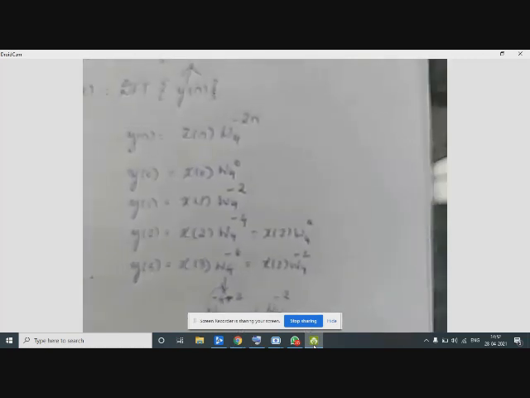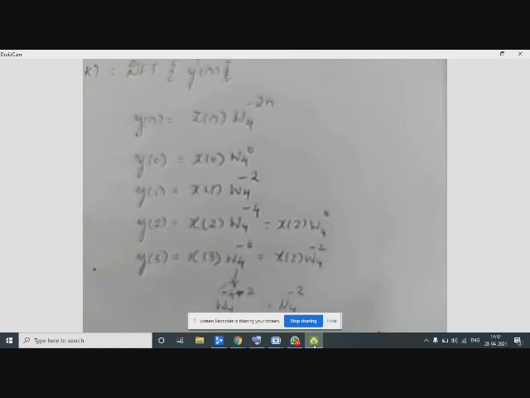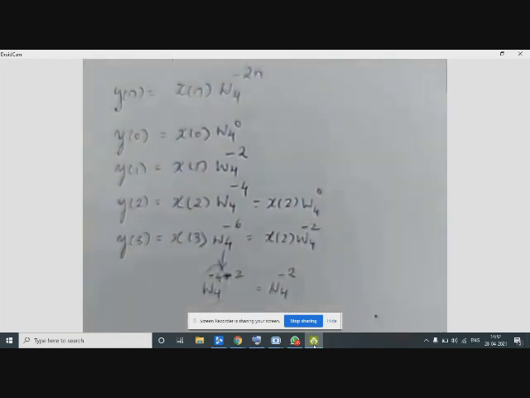I will also solve this. Write down the intermediate steps if you want, and I will put it there.